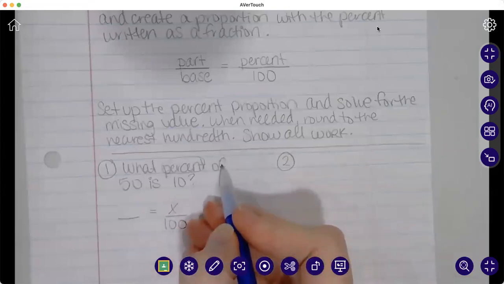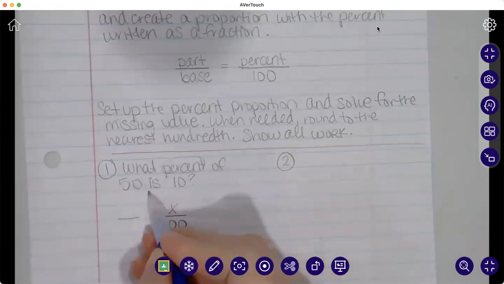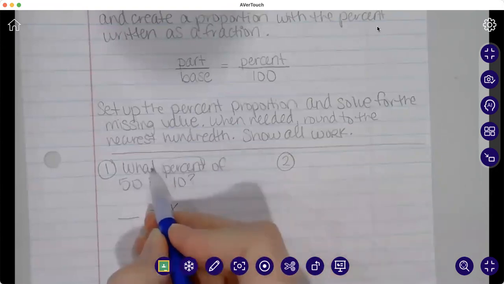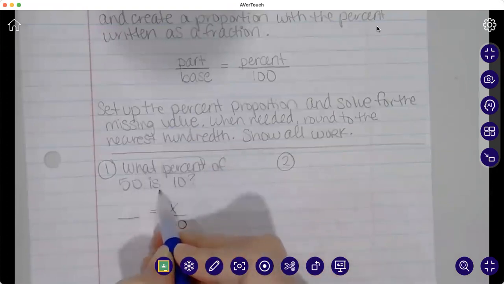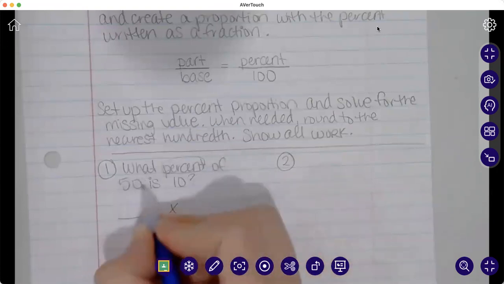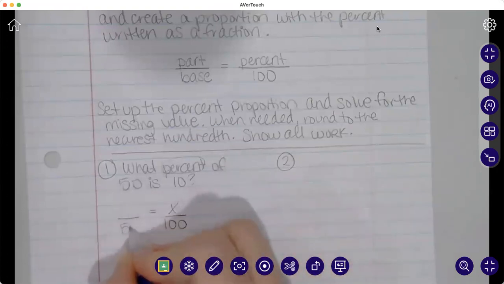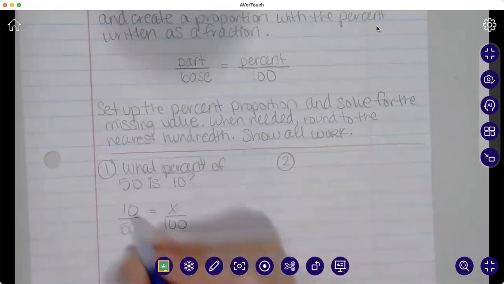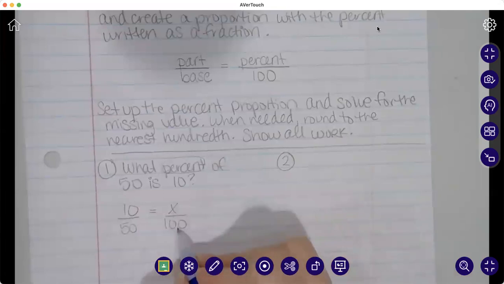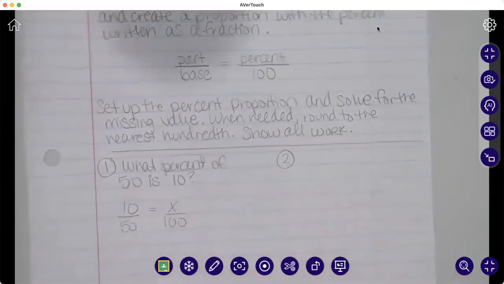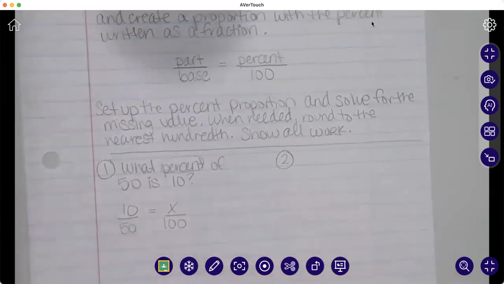The question is, where do the "of 50" and "is 10" come into play? Well, we're looking at it here. What percent of 50 is 10? So we're saying of the total 50, what percent of 50 is 10? So 10 is going to be my part, 50 is my base, and we're having it equal to x divided by 100.